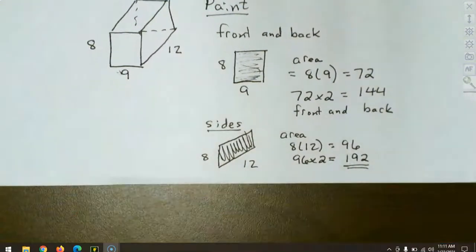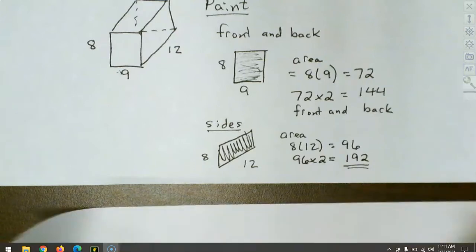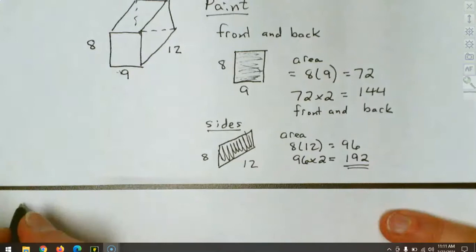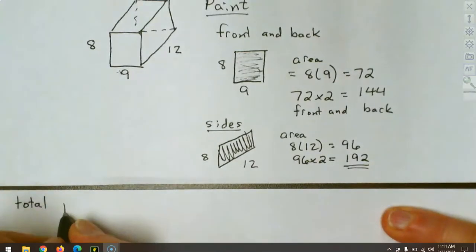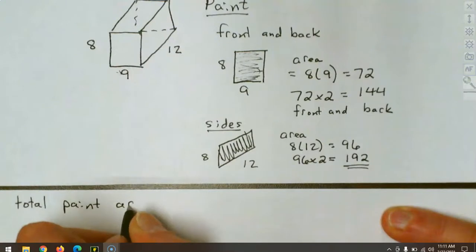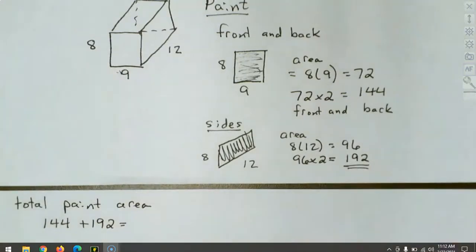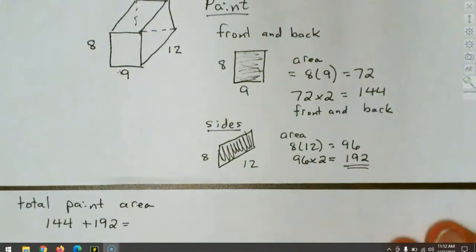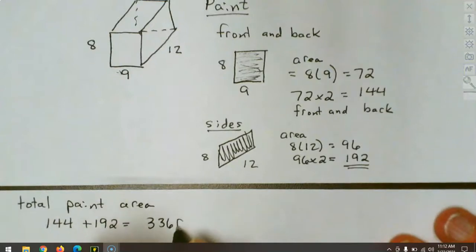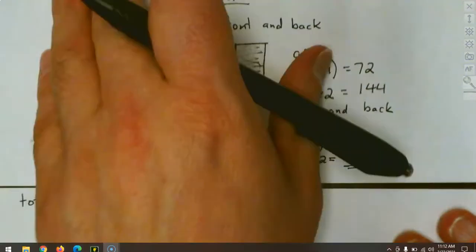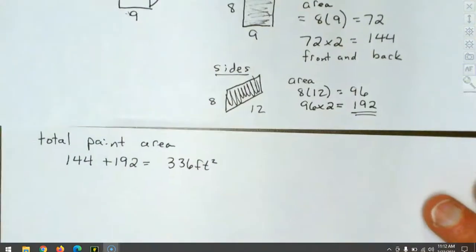Now, do we have enough paint? Well, let's see if we've got enough. What's my total area that we have to use for the paint? The total paint area, we're going to add these together. Total paint area would be that 144 plus 192. And when we add those together, we then end up with 336 square feet. And that is less than 400. So we can paint this room.